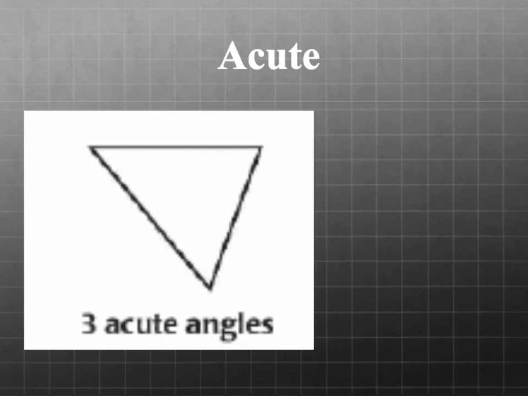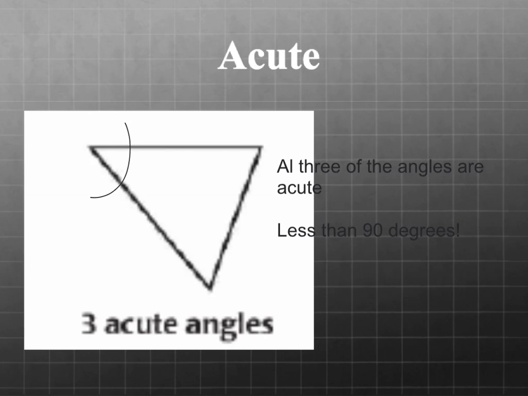In an acute triangle, all 3 of the angles are acute. And remember, acute means that they are less than 90 degrees. Alright. Remember, make sure that you're taking notes on this in your math notebook. This is going to help you so much later on. So remember, if we're looking at our triangle here, all 3 of these angles are less than 90 degrees.